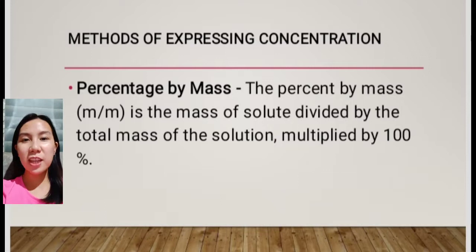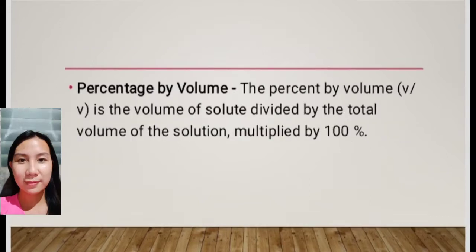First, percentage by mass. The percent by mass is the mass of solute divided by the total mass of the solution multiplied by 100%. Second, percentage by volume. The percent by volume is the volume of solute divided by the total volume of the solution multiplied by 100%.